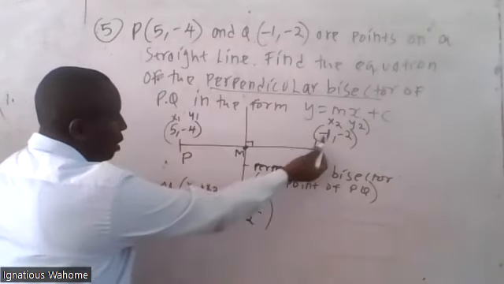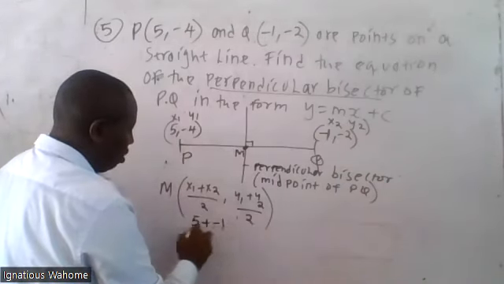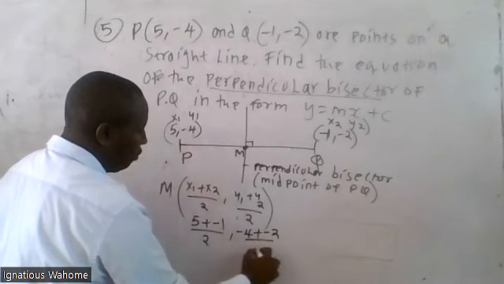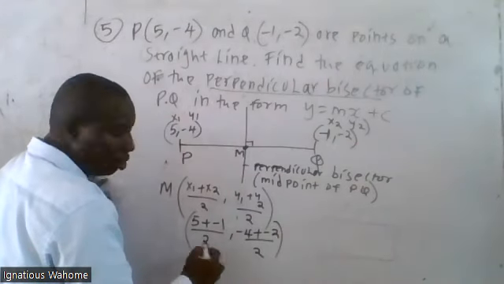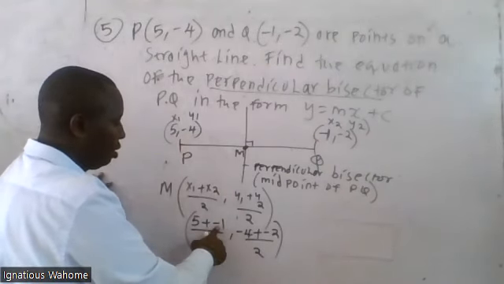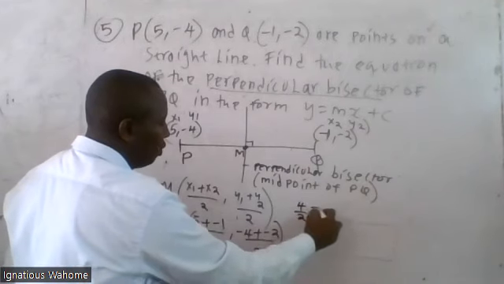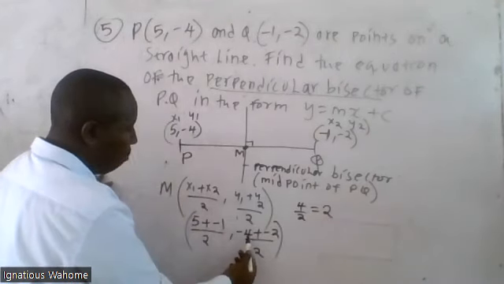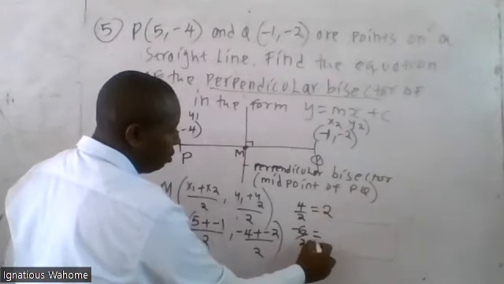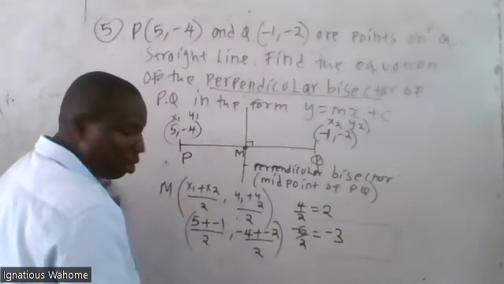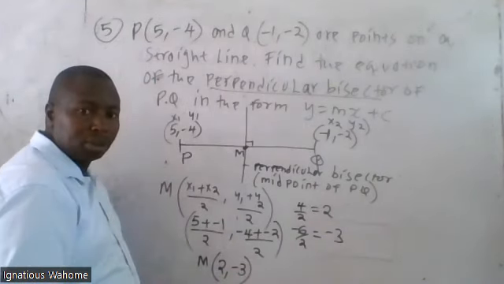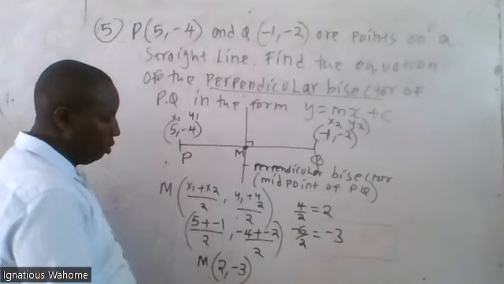So you take 5 plus -1 all over 2, and -4 plus -2 all over 2. 5 plus -1 comes to 4 over 2, that is 2. And -4 plus -2 comes to -6 over 2, which is -3. So the coordinate of M, the midpoint, is (2, -3).